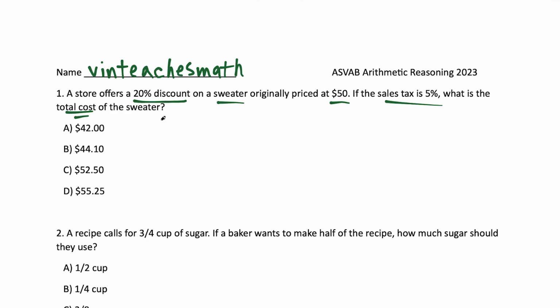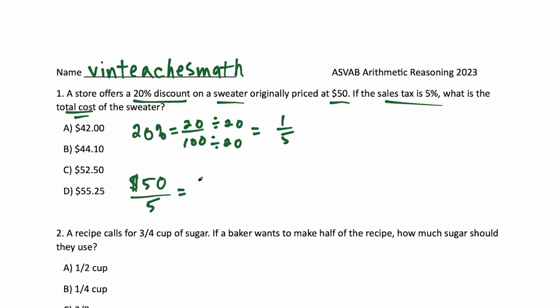So for this question here, if we're taking 20% off, one thing you could think of is dividing by 5, because 20% is the same thing as 20 out of 100. And if we reduce this fraction by dividing the top and bottom here by 20, we're going to get 1 over 5. So if I take $50 and I divide it by 5, that's going to tell me how much we're taking off. So we're doing $50 divided by 5, and that's $10.